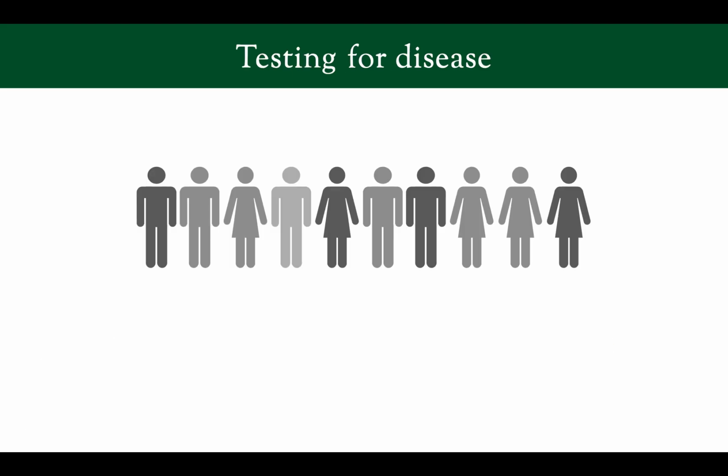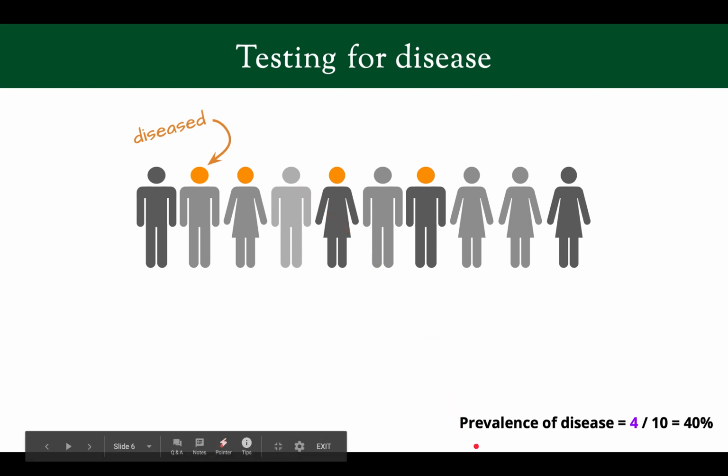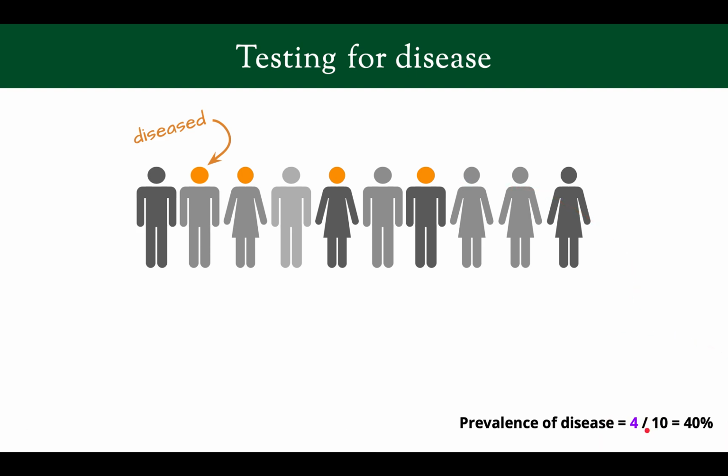Okay, and so first let's talk about a disease. So we have 10 people here, and we don't know who has a disease and who doesn't, but actually some of them do, and as you can see, 4 of them here do have the disease, and they have orange heads. And if you remember from your EBM class, the prevalence of disease is the percentage of the population that has that disease, and so in this case, we have 4 people out of 10, so the prevalence of disease in this sample is 40%.